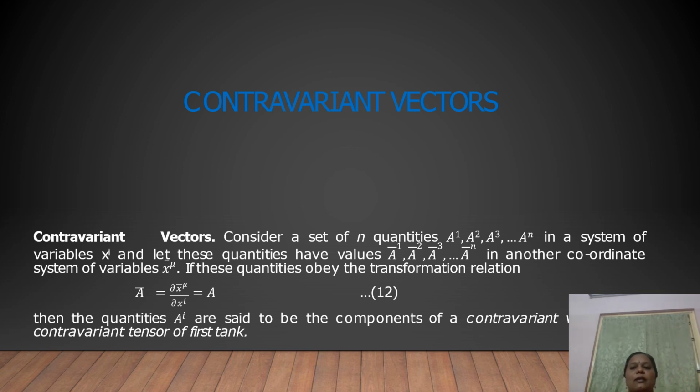And there are two broad types of vectors. One is the contravariant vector or contravariant tensor. The other is covariant. What do you mean by contravariant?